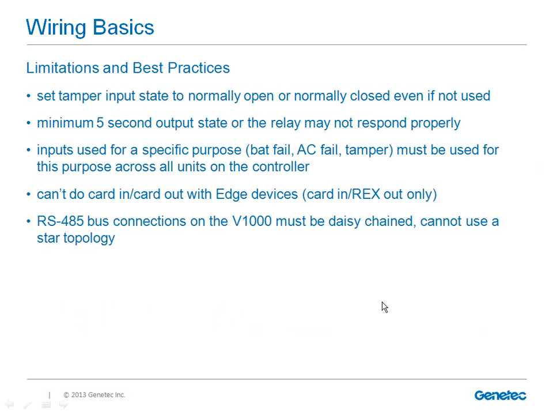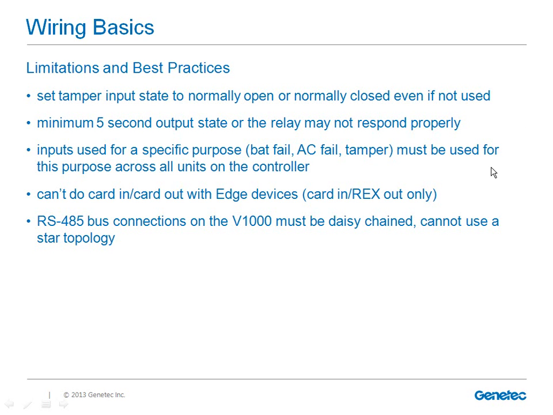Okay, we're almost done here. I just want to point out a few limitations and best practices related to wiring and connections. Now, first of all, similar to what we discussed with the door monitor input, we should have the tamper input state set correctly, normally open or normally closed, even if it's not being used. When setting an output behavior to a relay, it would be a good idea to set it to a minimum of 5 seconds, otherwise the relay may not respond correctly.